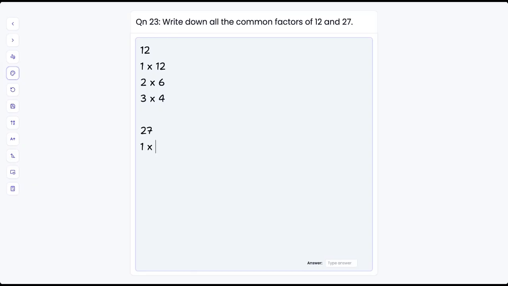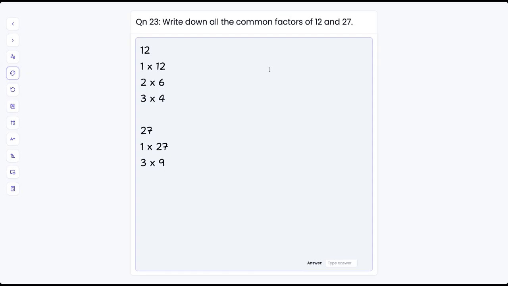So 27 is 1 times 27. All right. And then can we do 2? Nope. 3? Yes, 3 times 9. Can we do 4? No. Can we do 5? No. Can we do 6? No. 7, 8, 9. Okay, so 9 is that. 10, 11, 12. Not really. So yeah, 3 times 9 is 27.